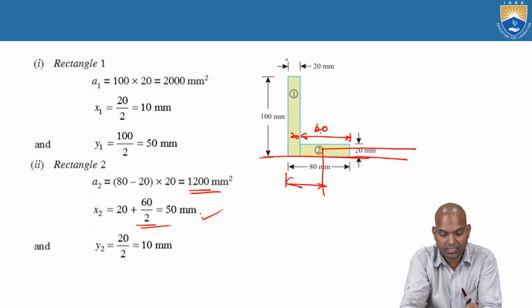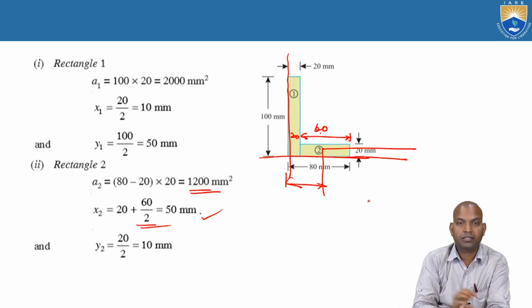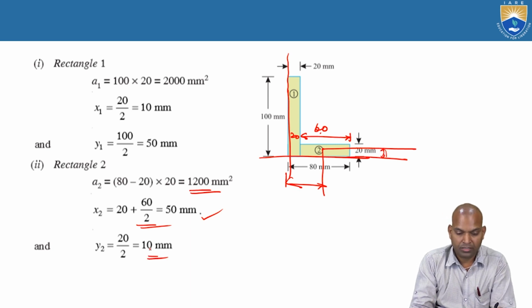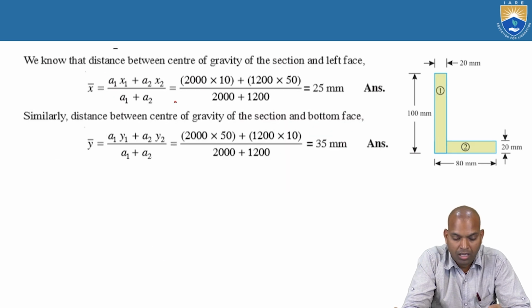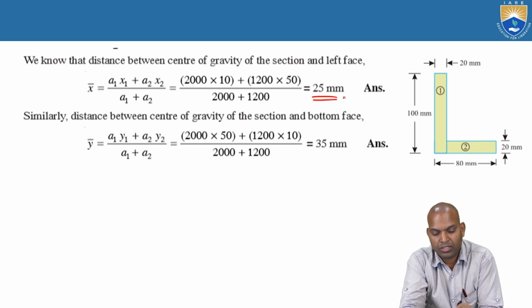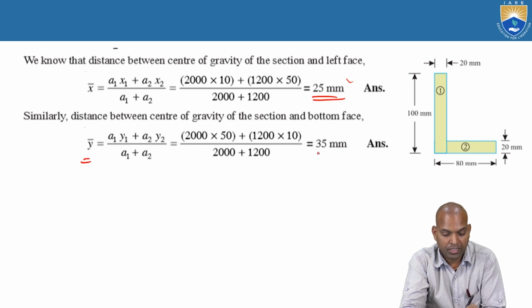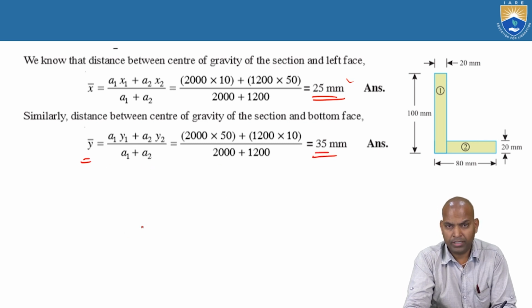These are the reference axes we considered here. So that's why this is the distance, that is 10 millimeters. If you substitute A1, X1 and A2, X2 and A1 plus A2, then we get bar X as 25 millimeters, and bar Y is 35 millimeters.